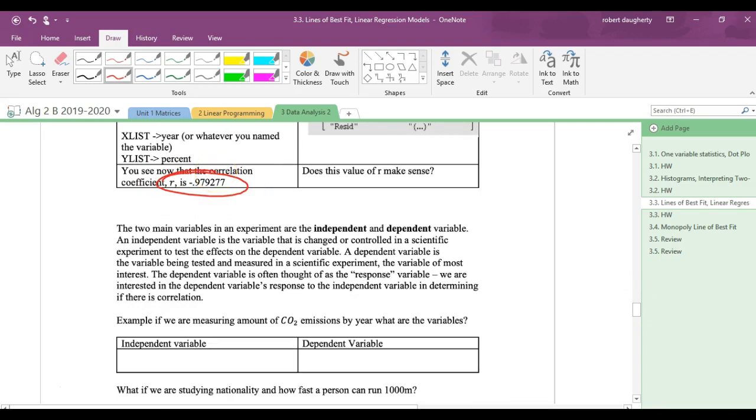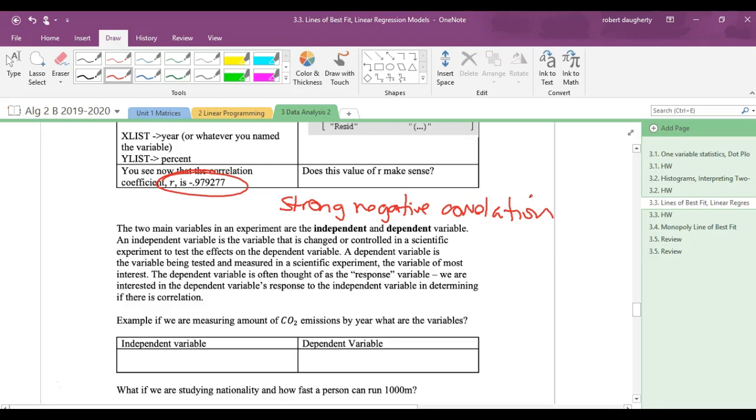So correlation is a number between where and where? Negative 1 and 1. So this is a very strong negative correlation. By negative, as the years go up, the usage of alcohol goes where? Down. Positive correlation would be as the years go up, the usage of alcohol goes up. So with this value of R, a strong negative correlation, it makes sense to model this with a line, because you've got a very strong negative correlation here.